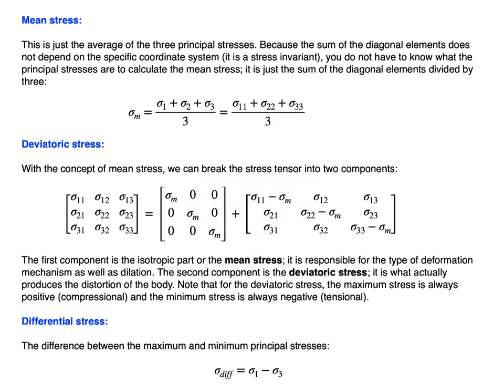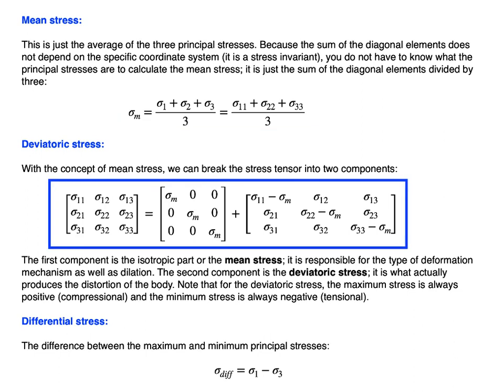Now let's look at some important terms. The mean stress is just the average of the 3 principal stresses. Because the sum of the diagonal elements is a stress invariant, we do not need to know what the principal stresses are to calculate the mean stress, it is just the sum of the diagonal elements divided by 3.